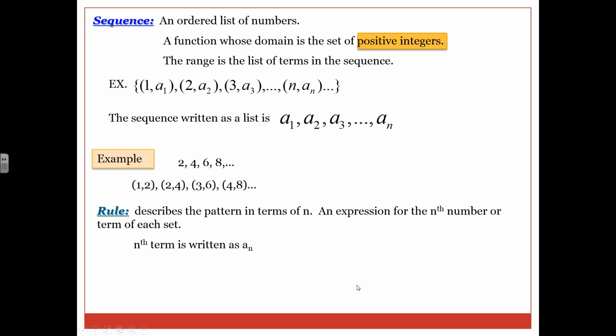All right, so what is a rule? Well, a rule is just something that describes the pattern of your sequence in terms of n. And we usually write it as an expression with the variable n. And it represents the nth number or term of each set. Okay, so when you see a sub n like that, that is just the general nth term of a sequence.